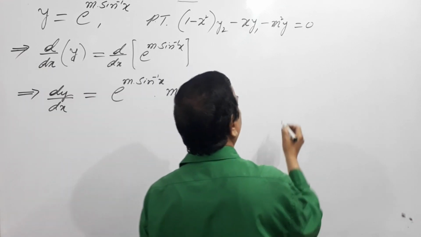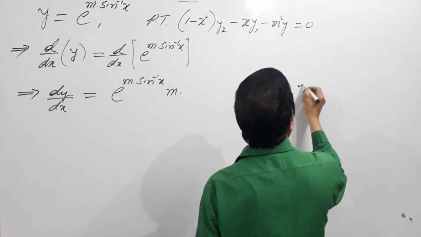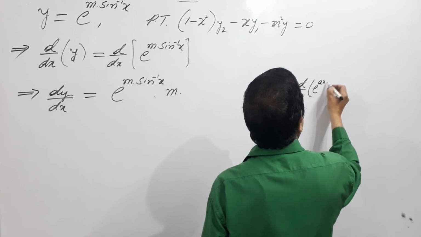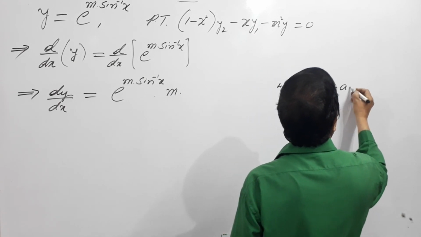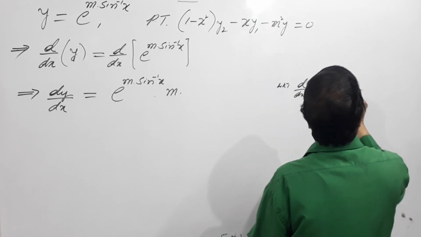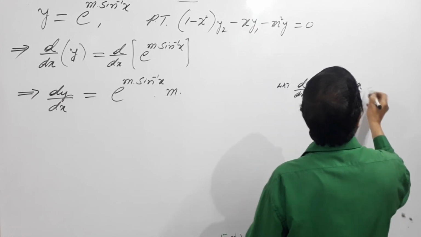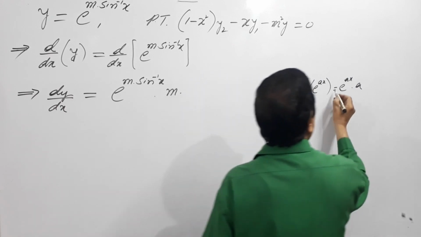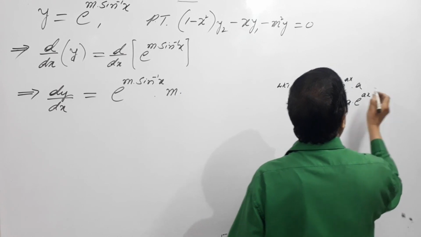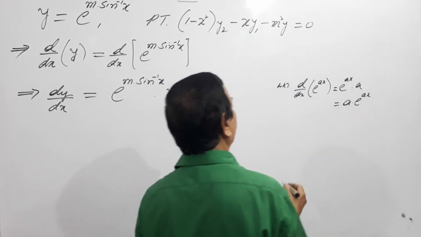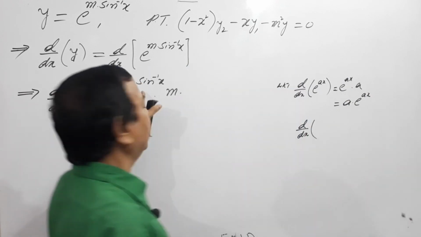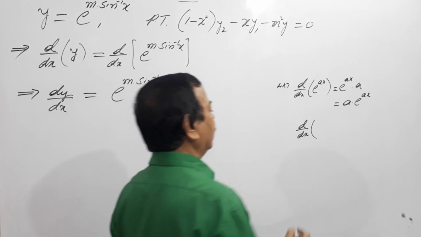We know that d by dx of e to the power of ax is a into e to the power of ax, that is e to the power of ax into a, that is equals to a into e to the power of ax. So now d by dx, because we have sine inverse x, we should know the formula for that.